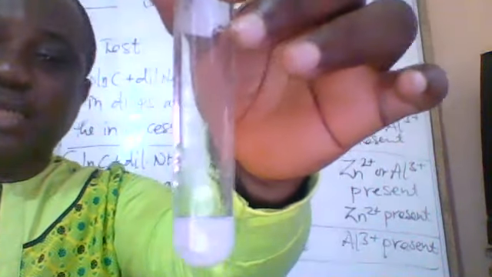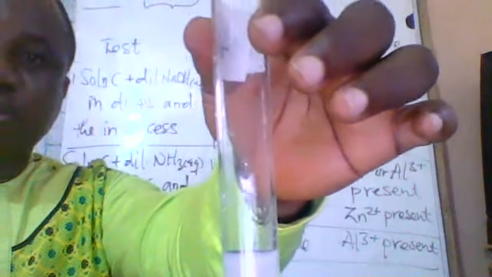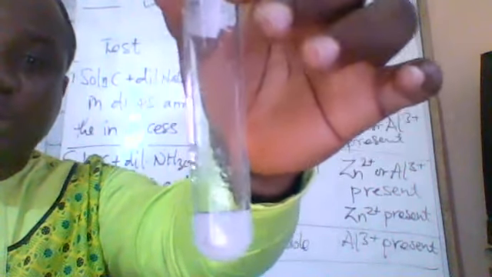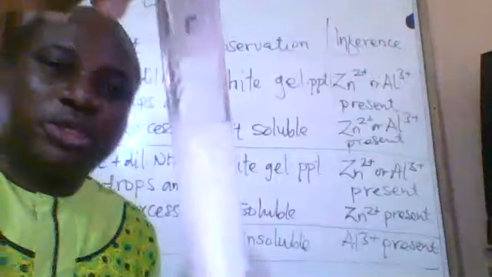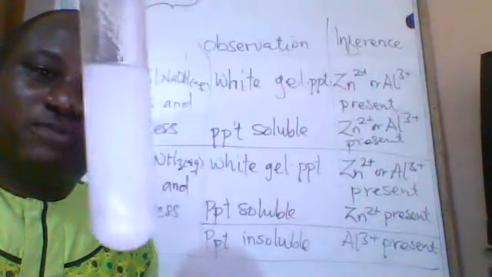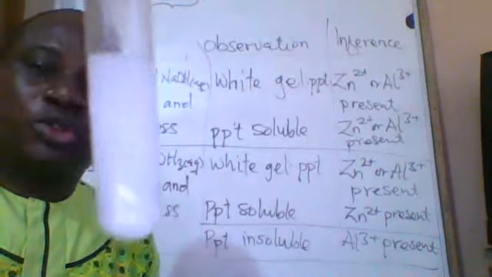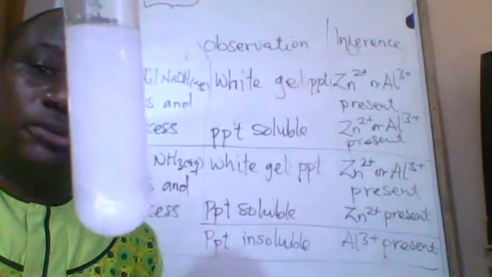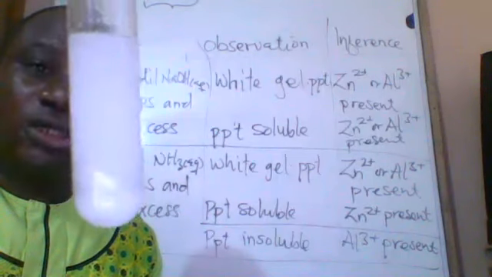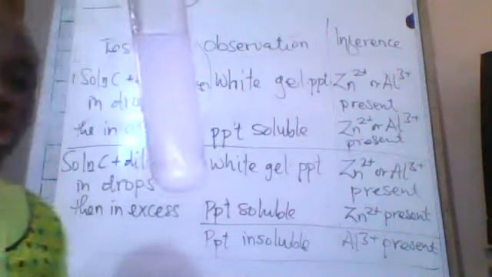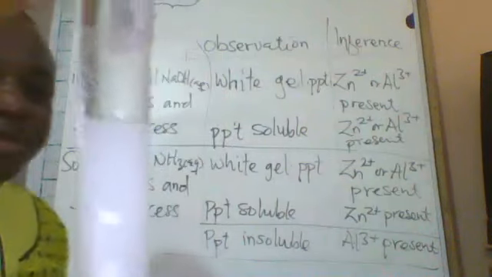Now I'm going to add in essence. When I added the sodium hydroxide in essence, we saw what happened. Now I'm adding in essence. Tell me whether it is soluble or insoluble. Look at it. I have actually added. You saw it. Look at the level from where we started and where we have reached. I can continue to add. Is it soluble? No, please. It is insoluble. So if it is insoluble, then which ion will be there?